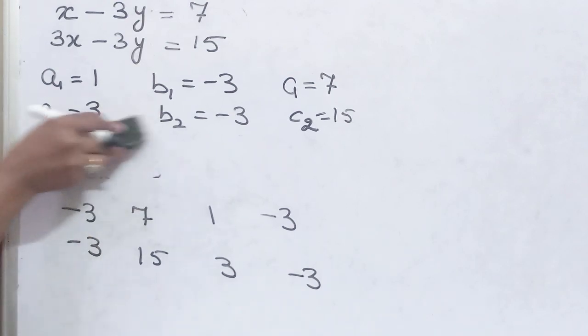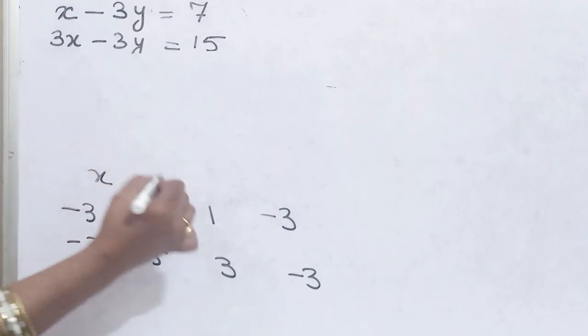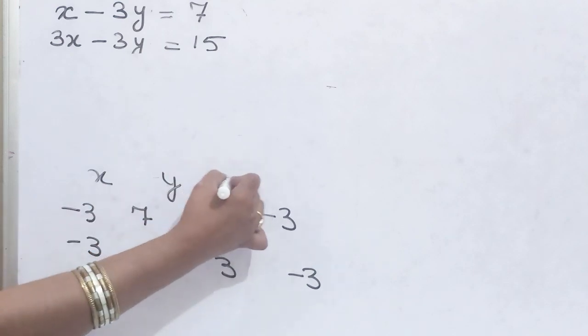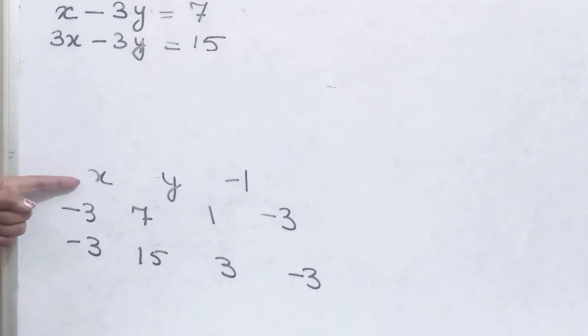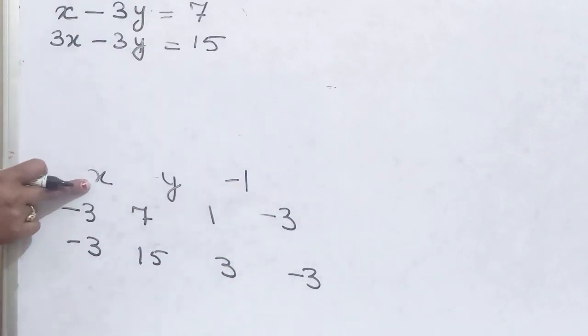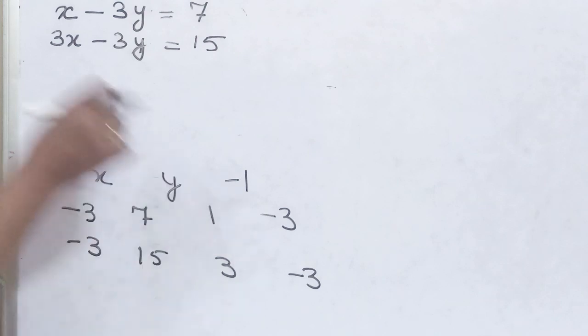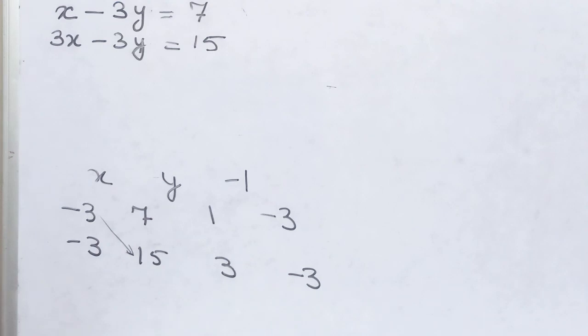Now I have to put here x, here y, and here minus 1. I hope you are clear up to here. We write all the coefficients and the constant term in the form B, C, A, B, then write x, y and minus 1. Now we will cross multiply the numbers: minus 3 with 15 and minus 3 with 7. That's why this method is known as the cross multiplication method.